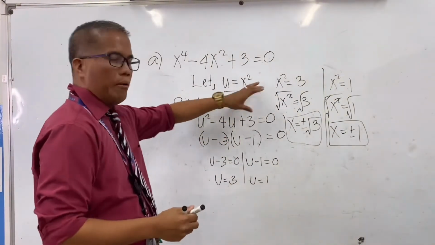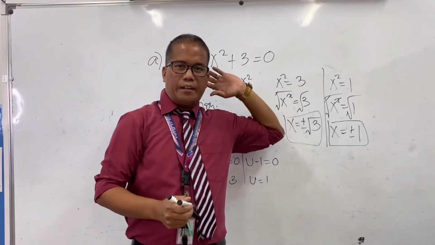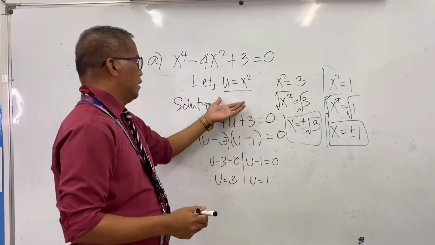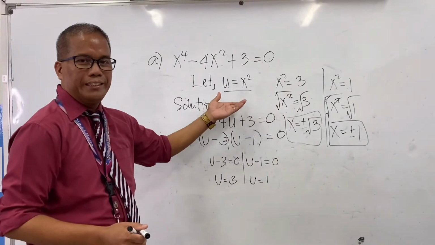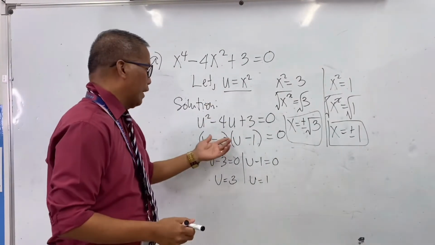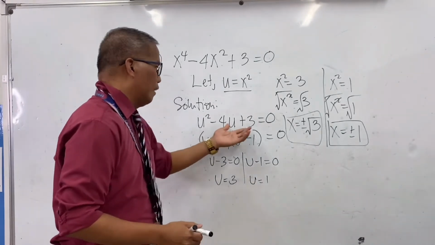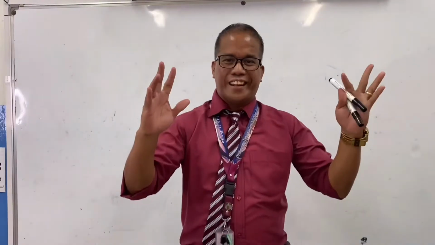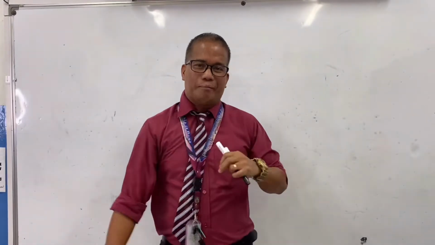By the way, grade 9, we call this method the U-substitution method. We just replace x squared with u, in order that we can create a quadratic equation here. Grade 9, so let's proceed to letter B.